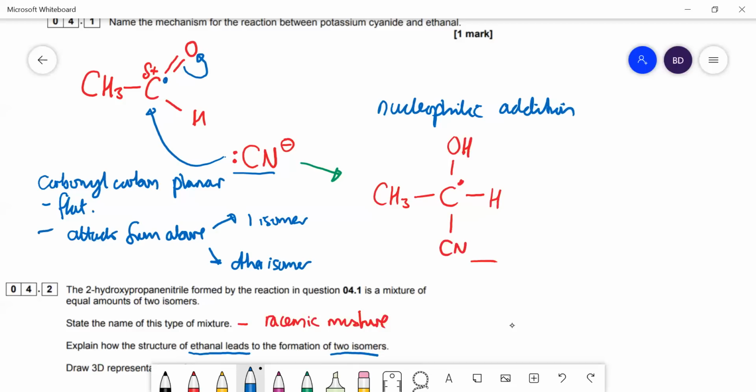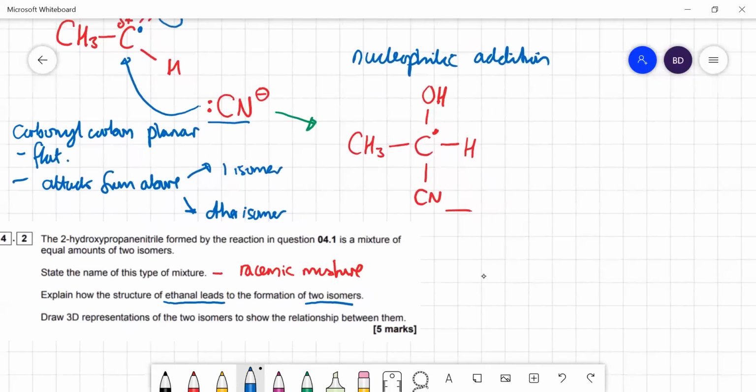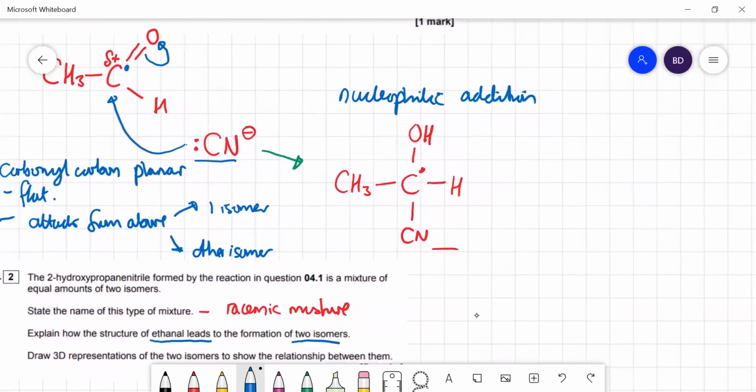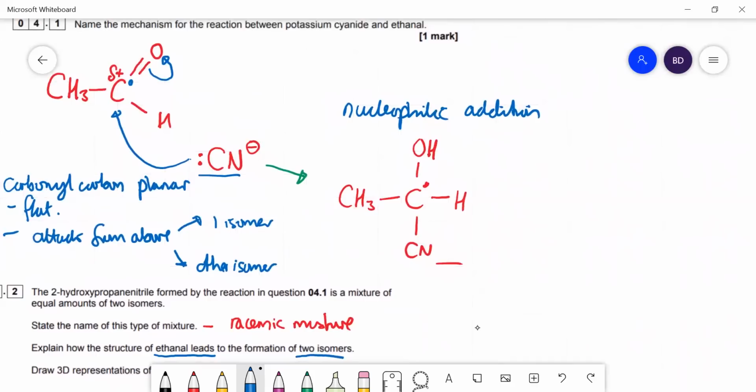Draw 3D representations of the two isomers. Now they are optical isomers. They're non-superimposable mirror images of each other. So I'm going to draw one of them here. We've basically got to show that this carbon here is tetrahedral, so circle it. So 4 different groups. I've got an OH there. Let's say we've got a CH3 that's in the plane of the paper. We've got the cyanide group coming towards us, and we've got the hydrogen going back into the plane of the paper. So that's one isomer.